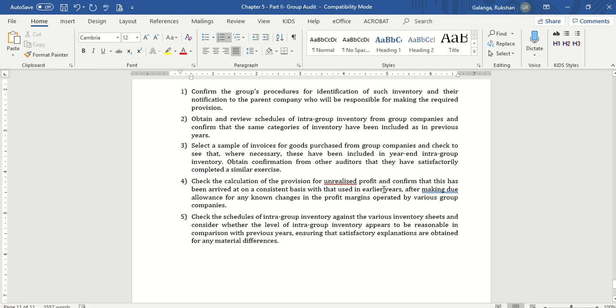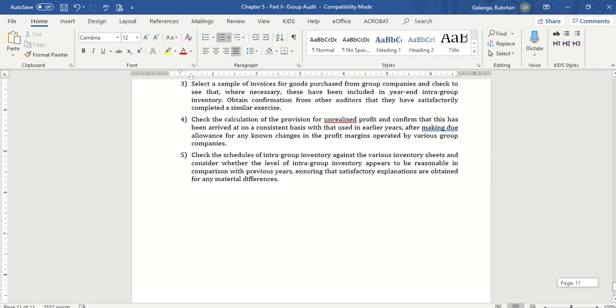Check the calculation of the provision of unrealized profit and confirm that it has been arrived at on a consistent basis with that used in earlier years, after making due allowance for any known changes in the profit margin operated by various group companies, which means check whether arithmetically they have done it properly and in line with the previous year's policies, right? And check the schedule of intergroup inventory against various inventory sheets and consider whether the level of intragroup inventory appears to be reasonable in comparison with previous years. Ensure that satisfactory explanations are obtained for any material differences, right? That means if there are any differences you want to obtain sufficient and appropriate audit evidence.